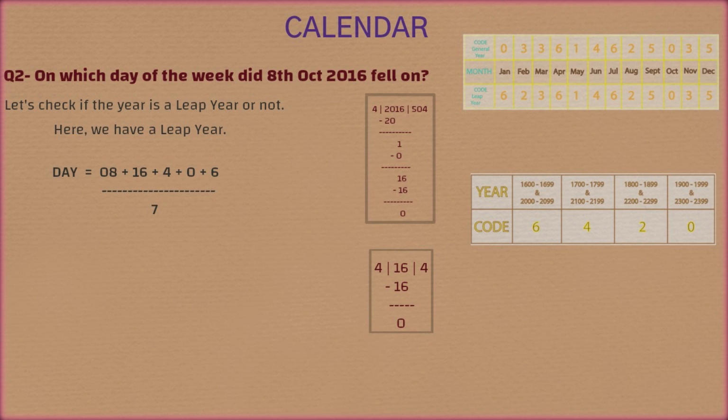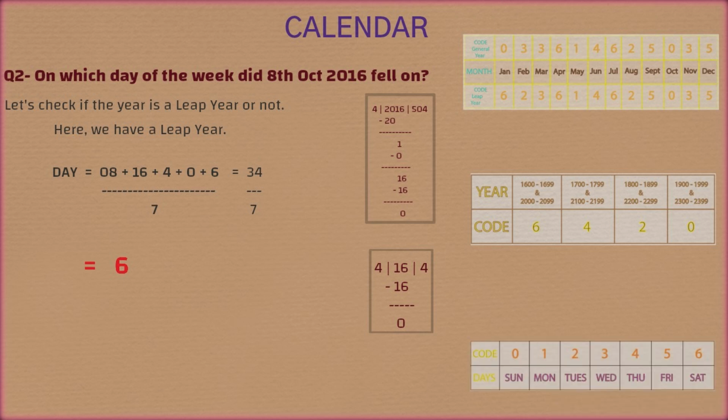So after the summation of the numerator, we get 34 divided by 7 and we get the remainder as 6. And as we recall, in the code for days, 6 is associated with the day Saturday, and thus 8th October 2016 falls on Saturday. Give it a check in your calendar, this answer is perfect.